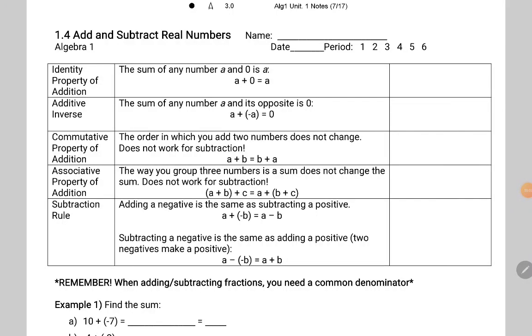Today we'll be adding and subtracting real numbers. Here we go. And we're going to be looking at some properties.